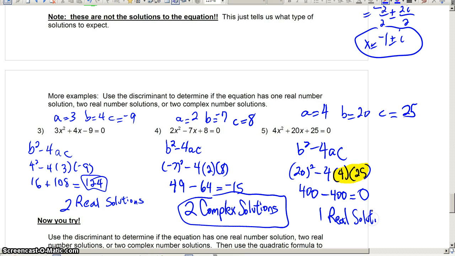That's all you have to do for the discriminant. They're not asking for actual solutions, just a general idea as to how many and what type of answers we have. So nice quick way to finish up these problems in section 9.